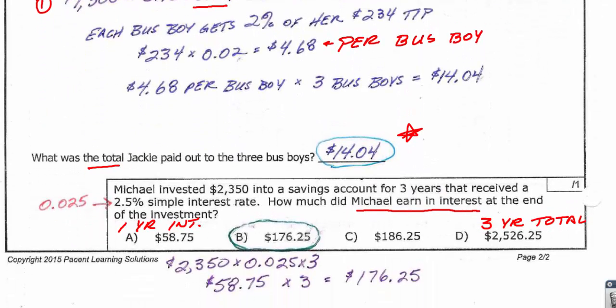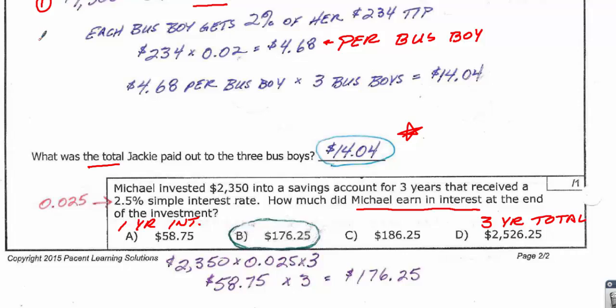And then there's the work for the bonus problem. That's one of our interest problems. Most common wrong answer was A, where people just figured out the interest for 1 year, or D, where they took the interest, they got the $176.25, but they added it back to the $2,350. And somebody says, well, I did that because that's what some of the problems looked like we did in class. And that's true. We did do problems like that in class.